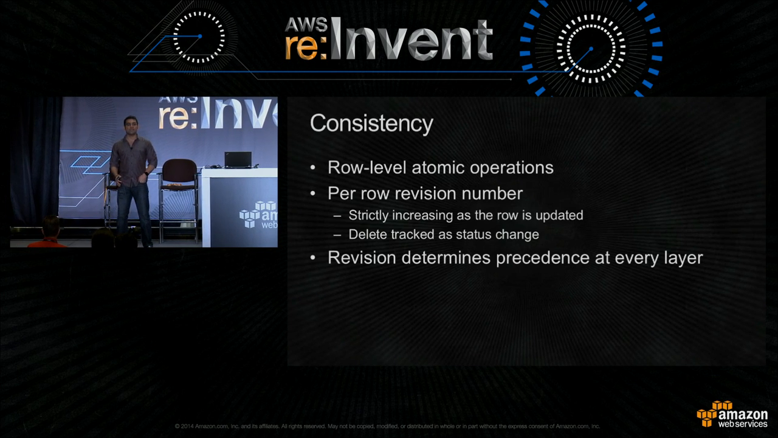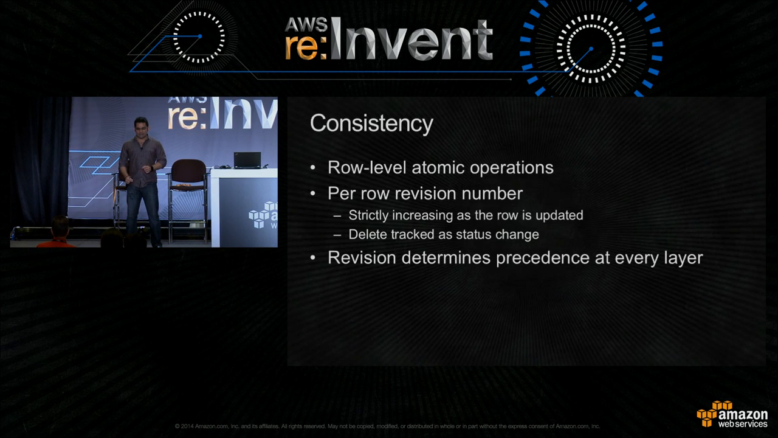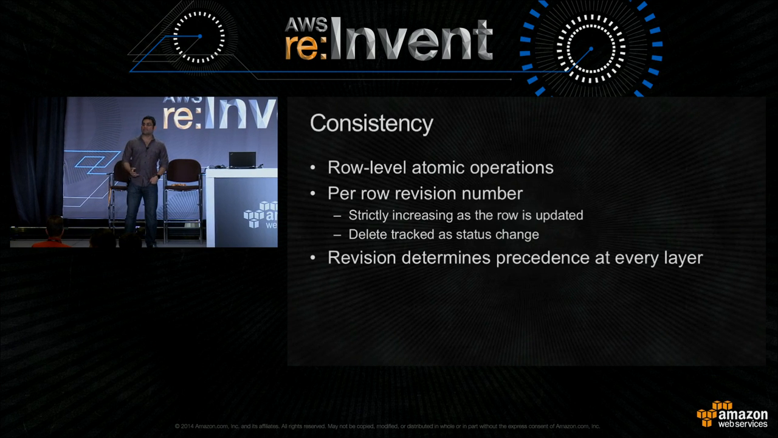Within a row, you have a per row revision number. The guarantee here is that this increases monotonically as the row gets updated. We enforce this in DynamoDB via conditional puts. We can also enforce this in our other backends. I'll discuss this shortly.